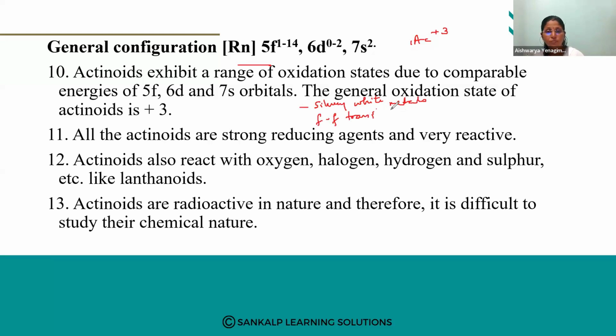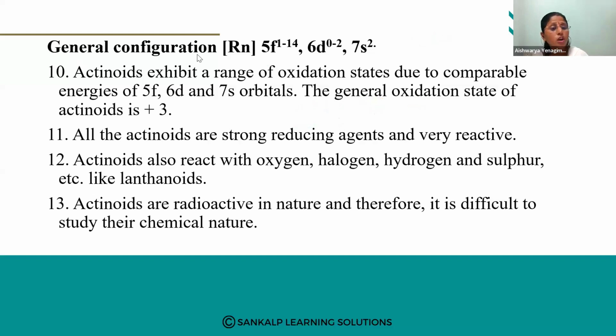Then, they readily lose electrons. Since they lose electrons very easily, they act as strong oxidizing agents. They have very high melting and boiling points. Their melting points and boiling points are high because they are hard metals.